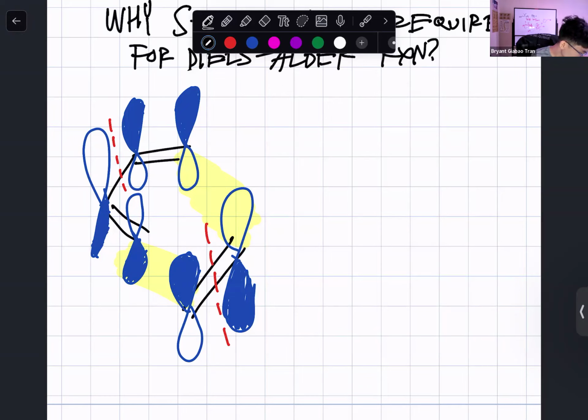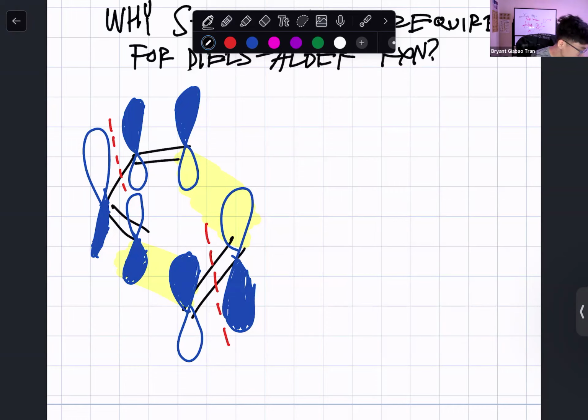Four types of pericyclic reactions. Electrocyclic, which is the ring opening, ring closing. The other three are cycloaddition, sigmatropic, Ene reactions. I don't think you guys need to worry about that. Just worry about the electrocyclic, ring opening, ring closing.